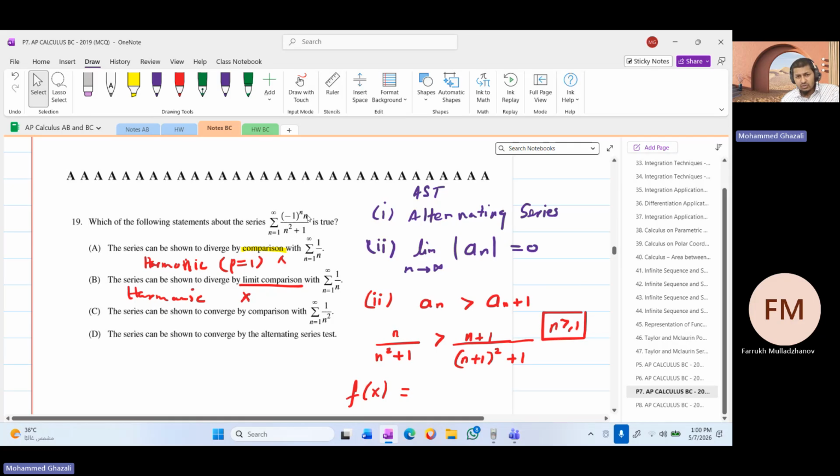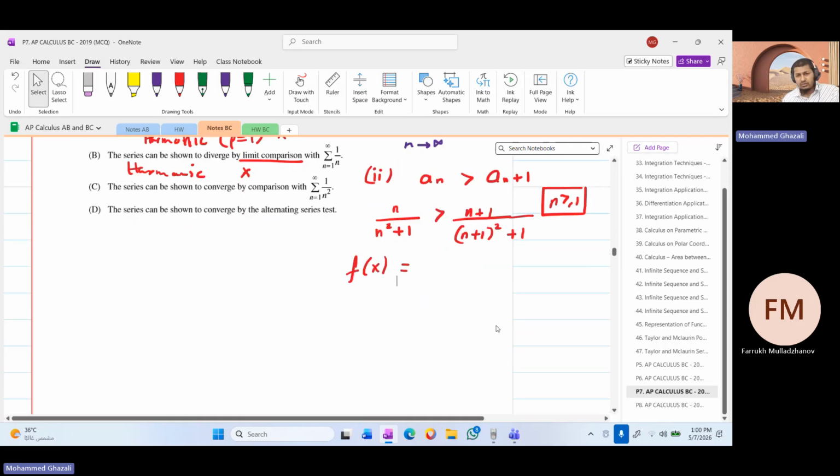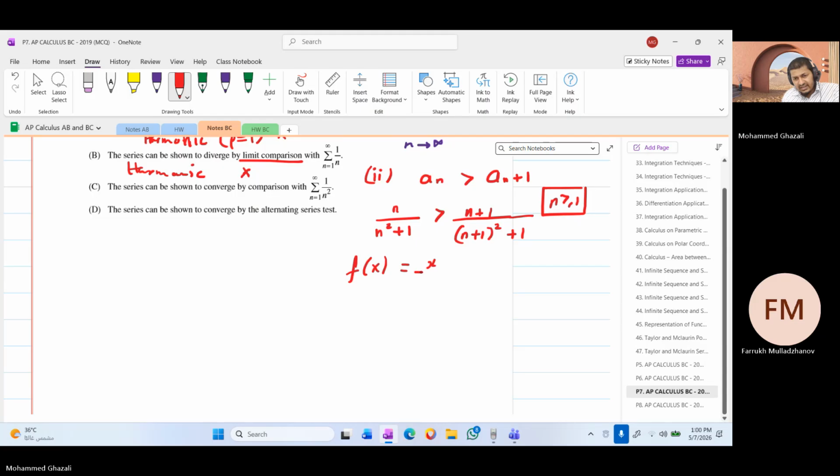Change the n to x: x over x squared plus 1. You can also do this. Let's check if this is actually decreasing. So f prime of x is equal to... this is another way to check for decreasing. Yeah, it is, because with n plus 1 you're squaring the denominator, making the denominator bigger, and the increments are just 1. This is decreasing. But anyway, let's show it using this.